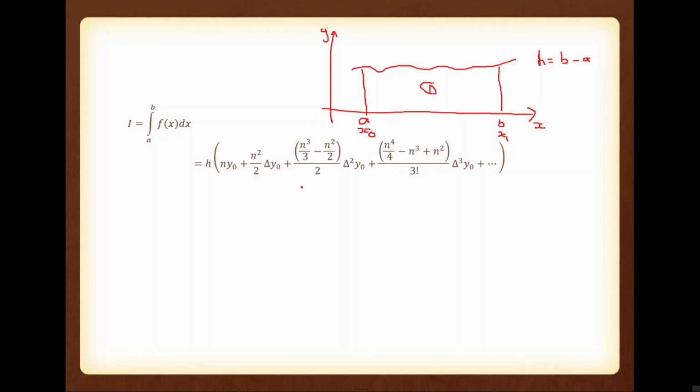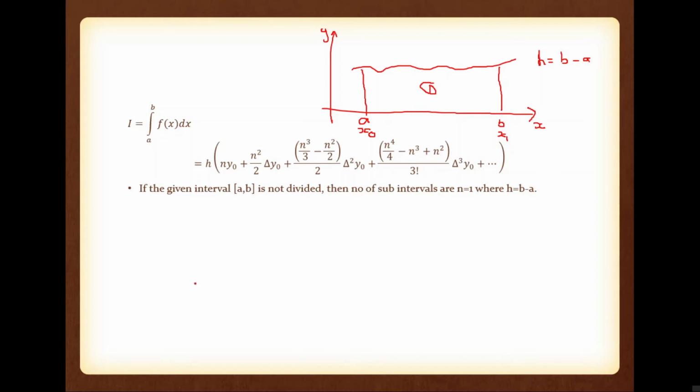Please note, ab is the region and we are not going to divide it. If we are not dividing this region, then the number of subintervals is n equal to 1, which means we have only one interval. The given interval is the only subinterval, there is no other interval. So n equal to 1 and h is equal to b minus a.